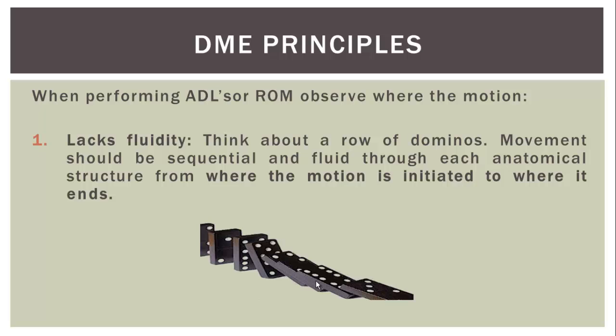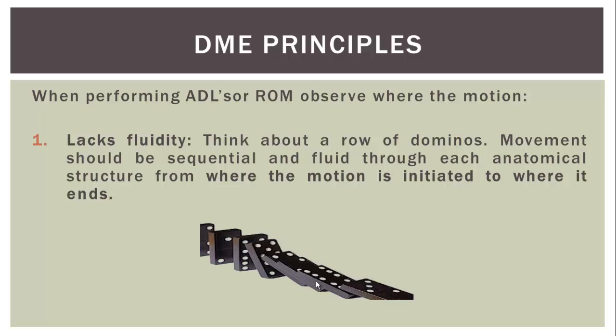And after domino 1 falls, then domino 2, 3, 4, 5, 6, 7, and 8. And that is the same type of fluid motion that should occur in our body. I think we are taught this when we're looking to evaluate the vertebrae of the spine. We want to see movement through each vertebra sequentially.